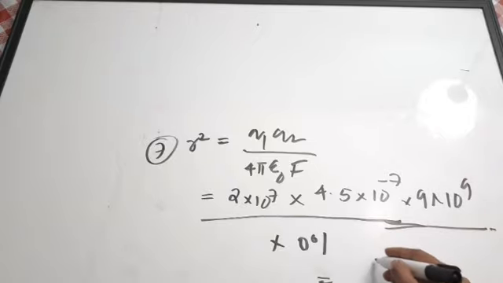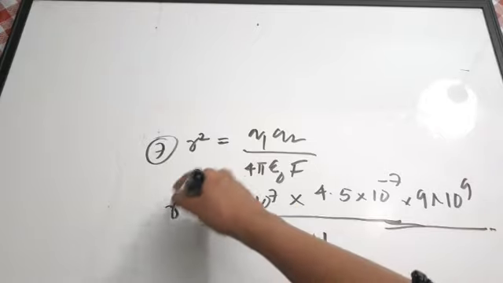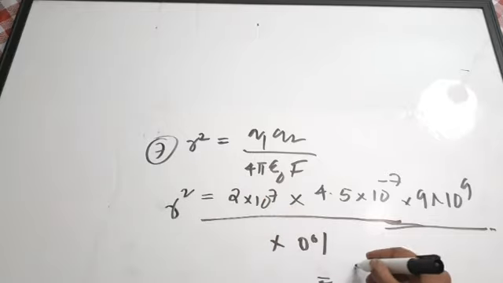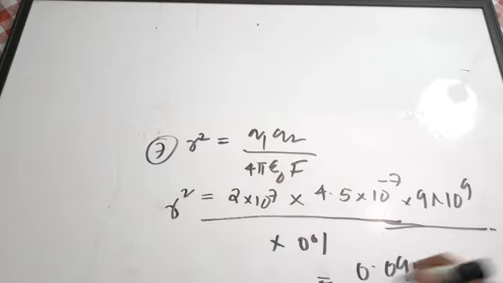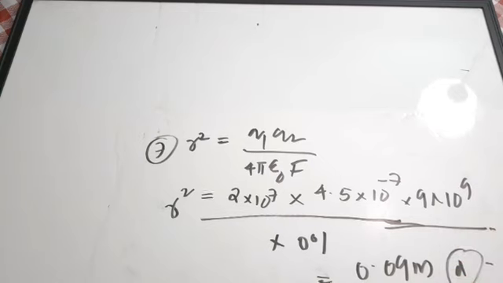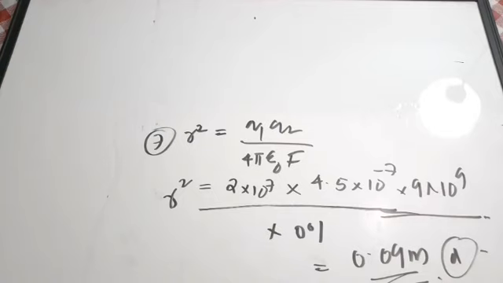So if you solve it, you will be getting the value. You have to find the square root also. The value coming is 0.09 meters. Correct answer is option D. 0.09 meters is the distance to the next charge. So the answer for your 7th question is option D. Moving on to the 8th question.